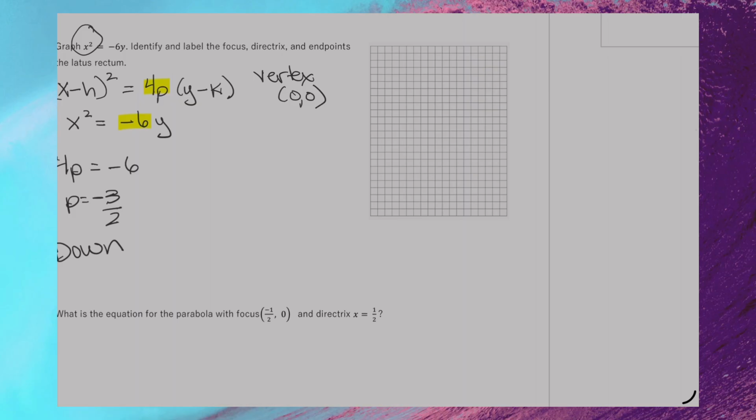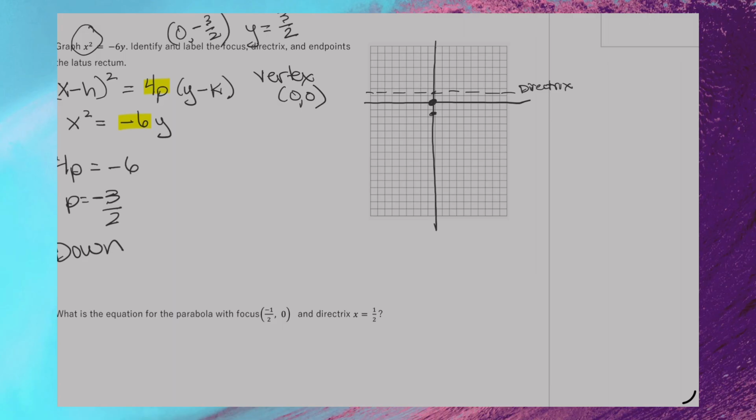All right. So from the vertex, I'm going to go down 1.5 for the focus point. I'm going to go back to my vertex, go the other direction 1.5. This is my directrix line. The directrix is y equals positive 3/2. Okay, the focus is 0, negative 3/2.